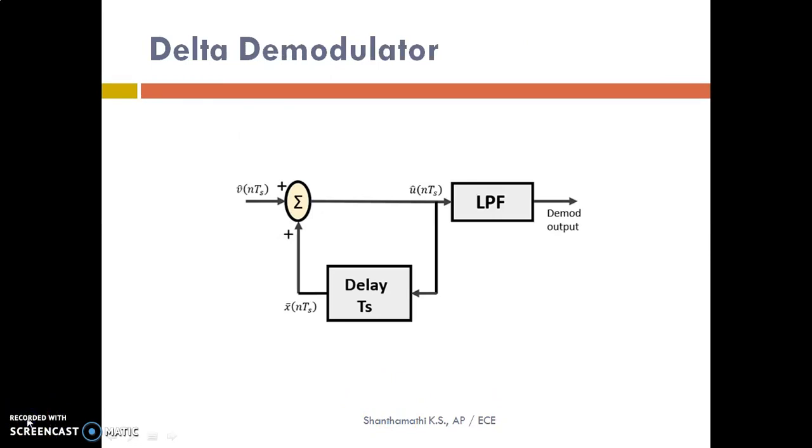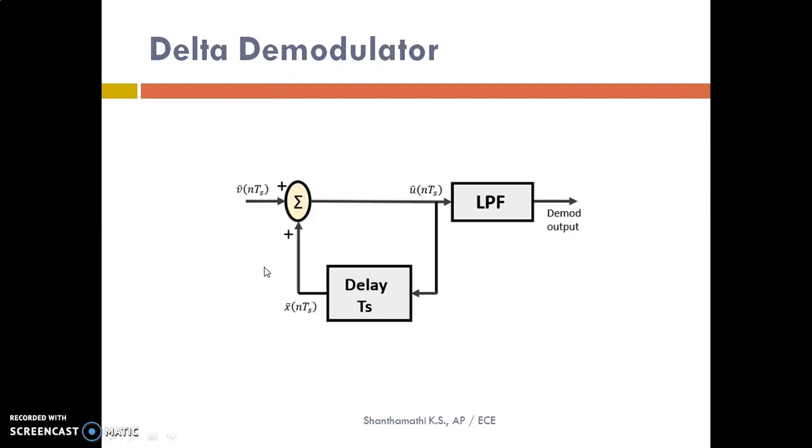So next is the delta demodulator. It is the receiver side. This delta demodulator comprises a low pass filter, a delay circuit and a summer. The predictor circuit is eliminated here and hence no assumed input is given to the demodulator. The accumulator generates the staircase approximated signal output and is delayed by one sampling period Ts. So it is then added to the input signal.